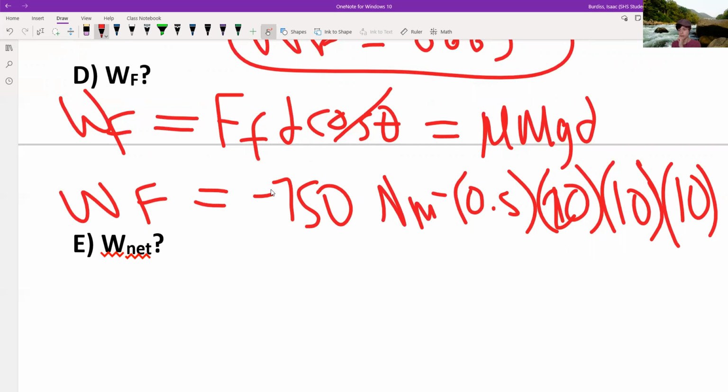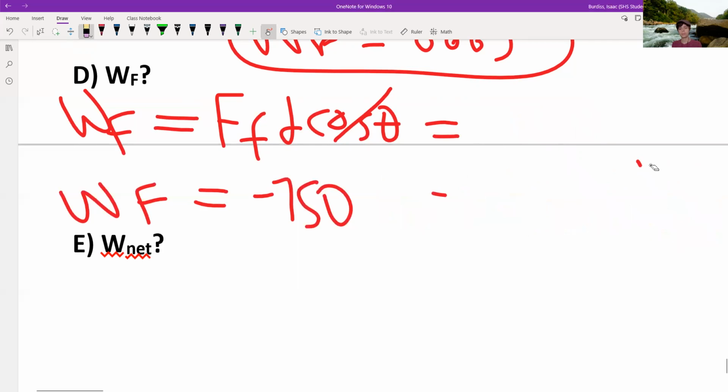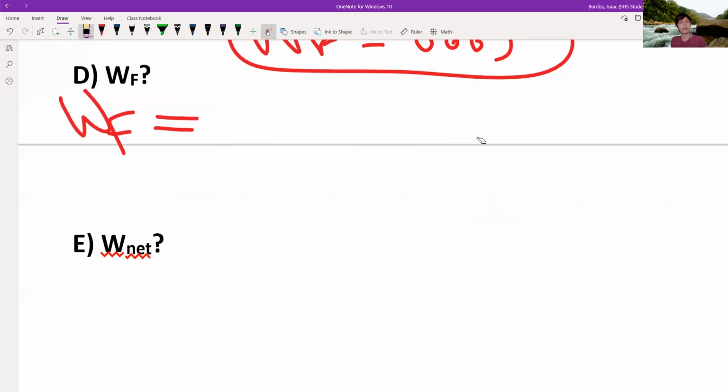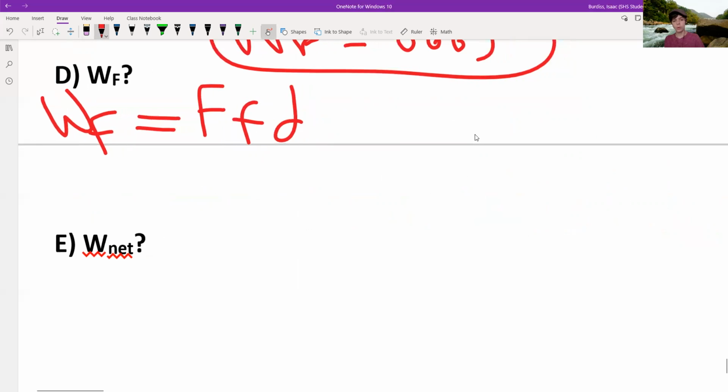Well, oh, sorry, I don't know what I was thinking. That is not what the friction force is. Let's start this over. So it's true that it is FFD, but how do we find what the friction force is?